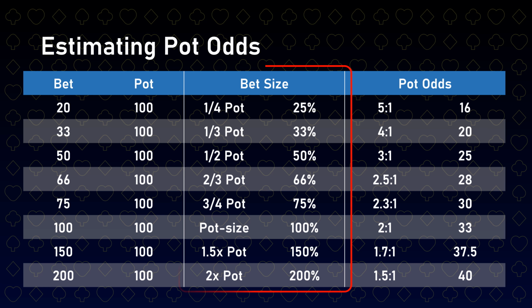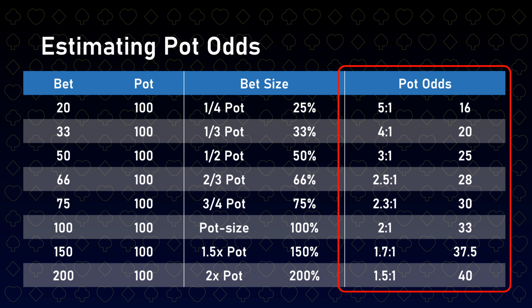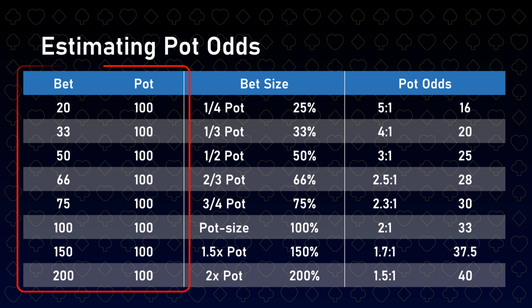pot. The center column shows us the bet size, both as a pot size bet and percentage of the pot. The right column shows us the pot odds as a ratio and percentage. The left column is just an example of what a bet size may be into a pot of 100. We can now have a look at how to estimate our pot odds using the table.